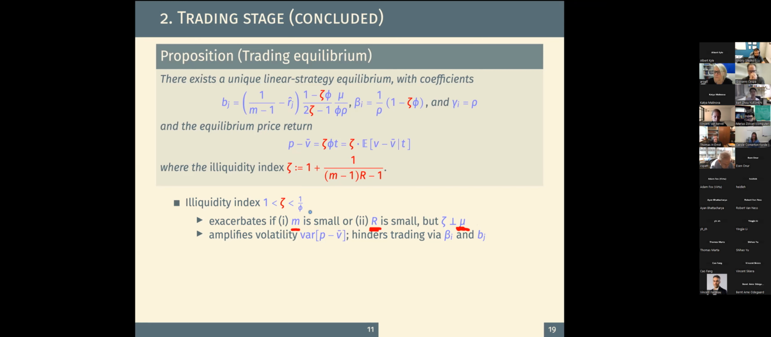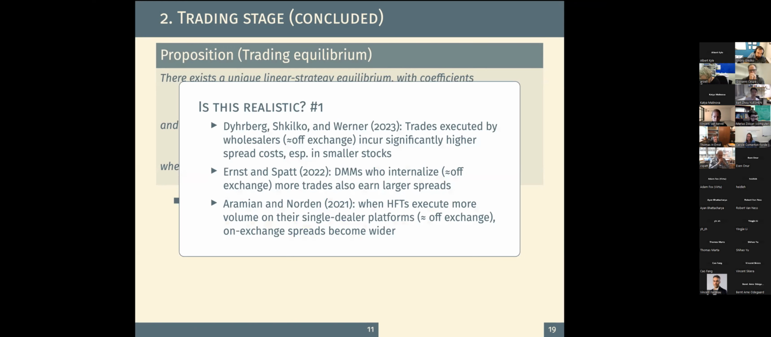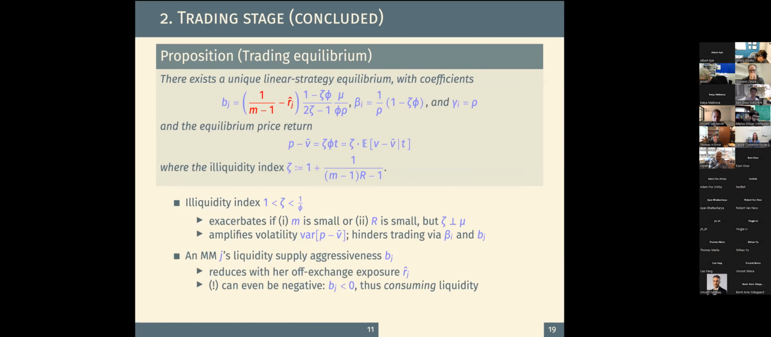Another thing you can see is that zeta amplifies the volatility of the price. So if you have more orders siphoned off exchange, so R is small, then zeta becomes large and the volatility becomes high. Okay, and that means it hinders the trading by the investors. It hinders the liquidity supply, it hinders the liquidity demand, and lowers the trading efficiency. As mentioned, this is a sort of a reality check. These empirical papers share similar predictions to what we find in terms of market quality about off-exchange trading.